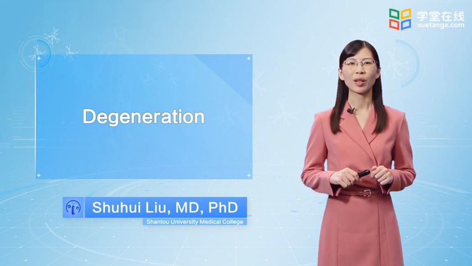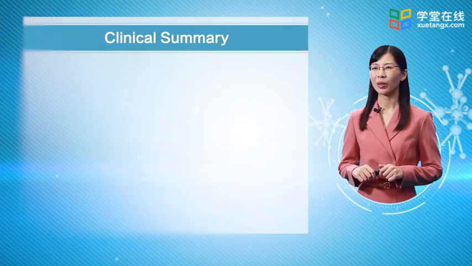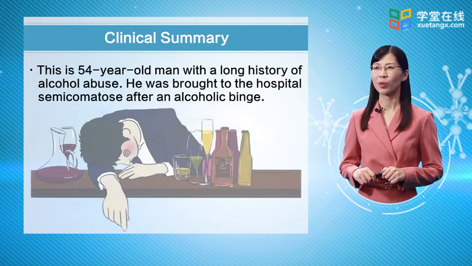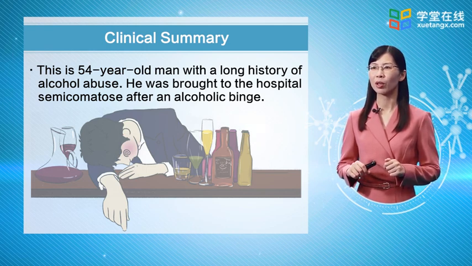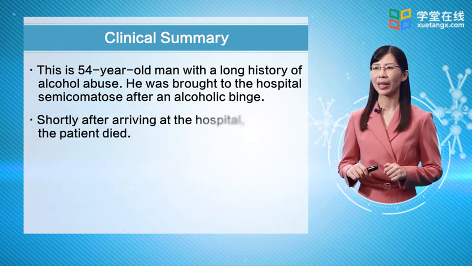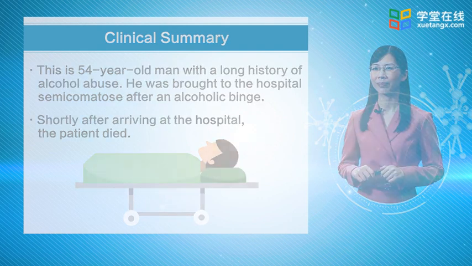Hello everyone! Today we will continue to talk about degeneration, one of the tissue responses to injuries. Let's begin with a case. A 54-year-old man with a long history of alcohol abuse was brought to the hospital semi-comatose after an alcoholic binge. Shortly after arriving at the hospital, the patient died.